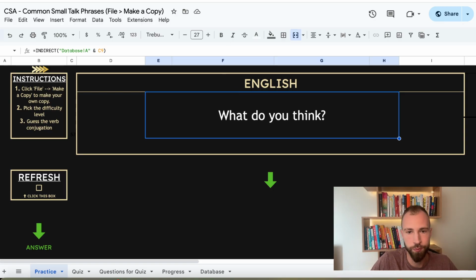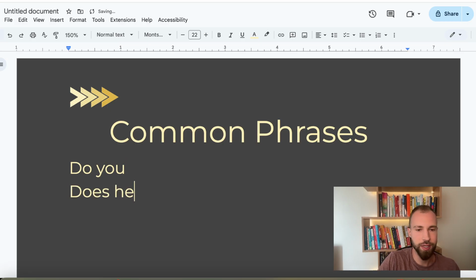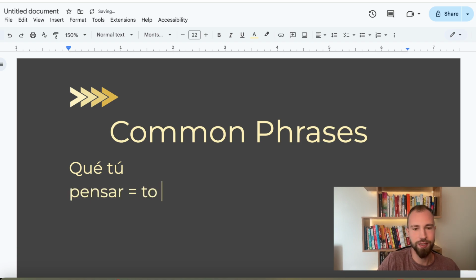What do you think? So the word do, that's a question word that we use in English. Do you think something or does he think something? That doesn't exist in Spanish. So we literally just can ignore that, which just makes our job easier. So we come here and it's what you think. That's how we're going to say it in Spanish. So we know the word for what is que, you is tú, and the verb for to think is pensar. Okay, pensar is to think.